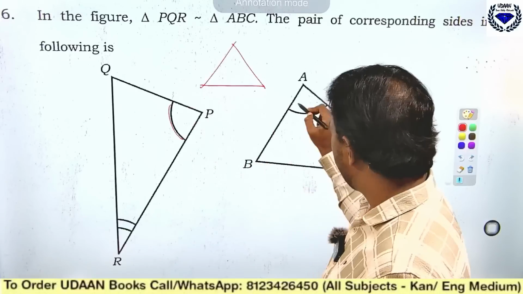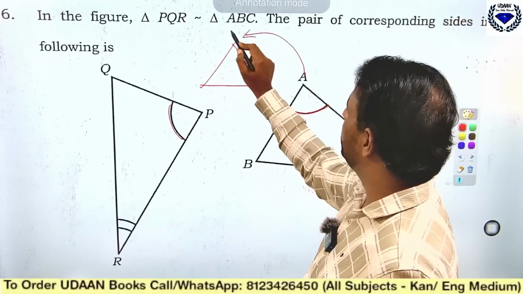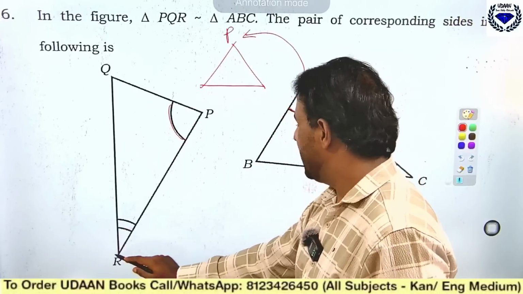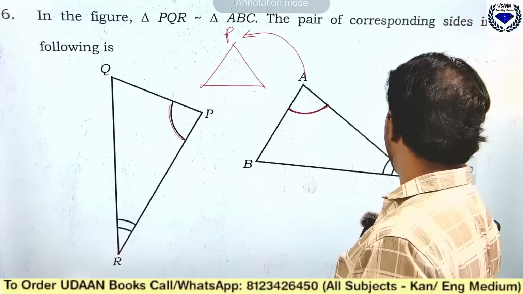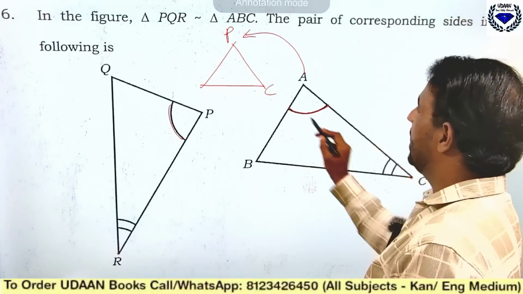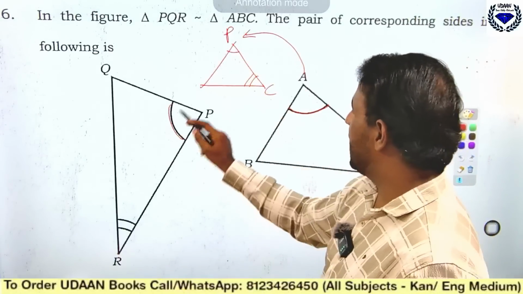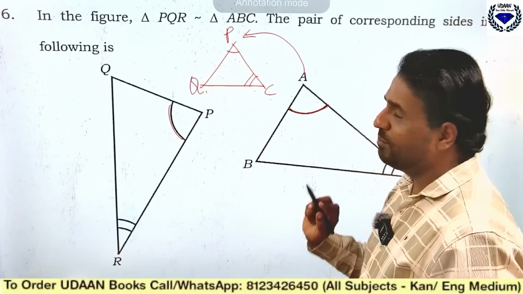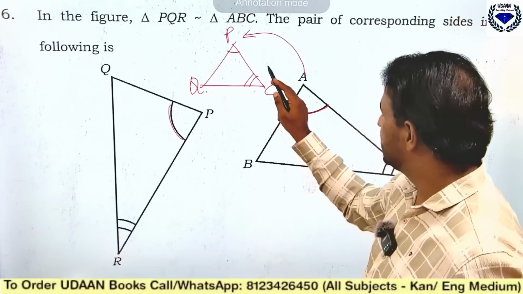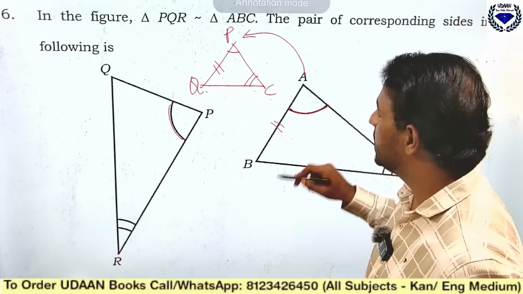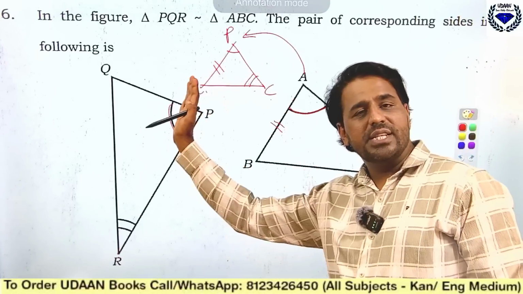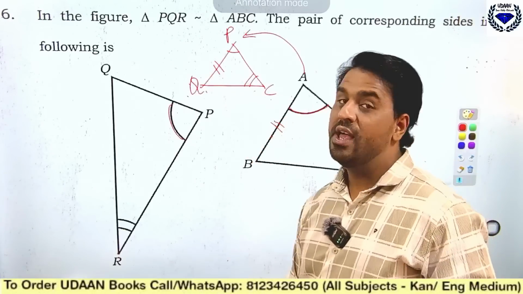This is P and A, so angle A should be equal to angle P. Then angle R and angle C are equal, so angle C should be equal to angle R. And angle Q should be equal to angle B. Now see the corresponding sides. The corresponding side of PQ is what? AB. So the left side should be equal to the left side.